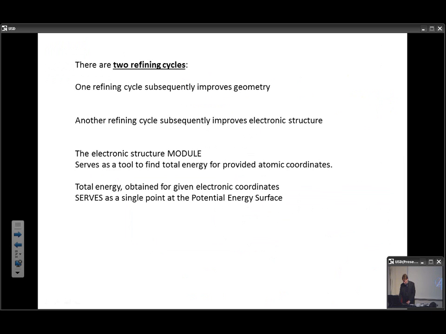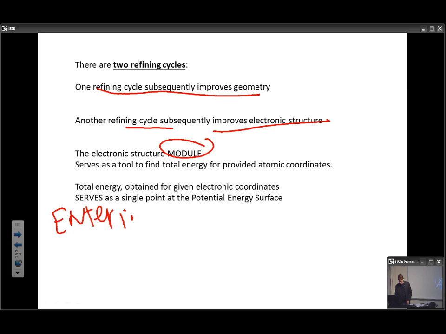Let me maybe summarize it in verbal form. So we have one cycle for improving geometry, another cycle to improve electronic structure, and the electronic module is serving as a module for finding a point on the potential energy surface and to navigate through the potential energy surface to find the right geometry, the correct geometry, the optimal geometry that does correspond to a realistic system.